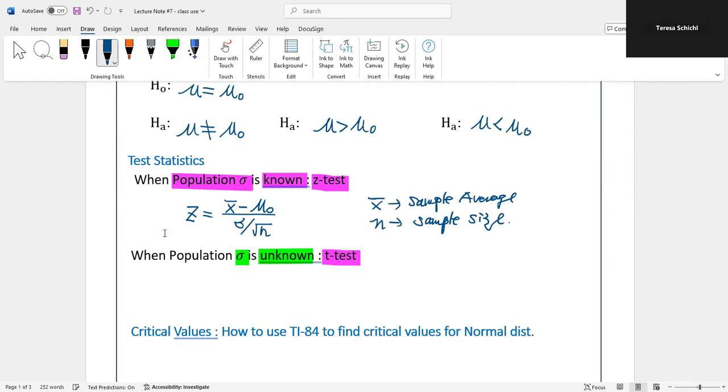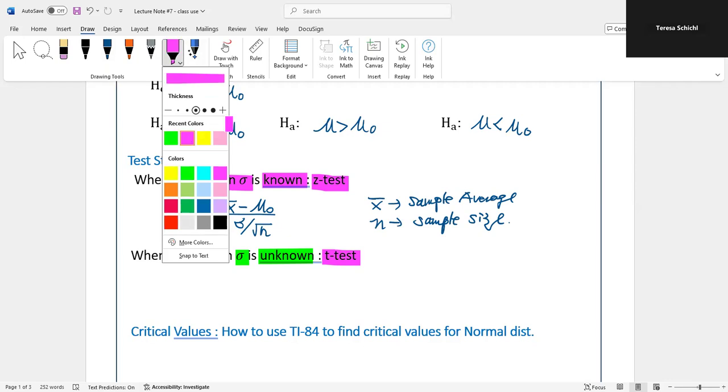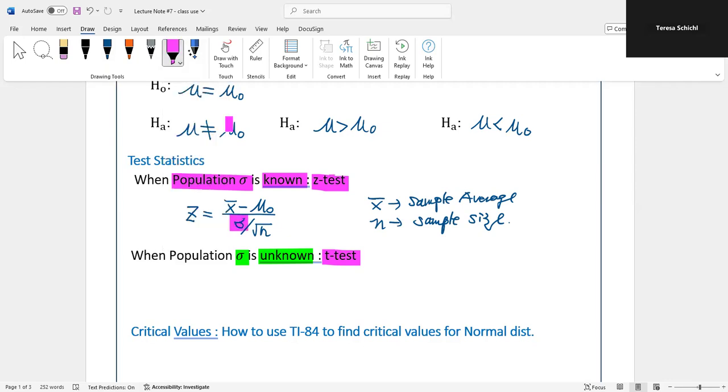Good. All right. Here, because the sigma is known, that's why I divide by the sigma. The same thing applies when the population sigma is not given. Now I will need to use the t-test here.